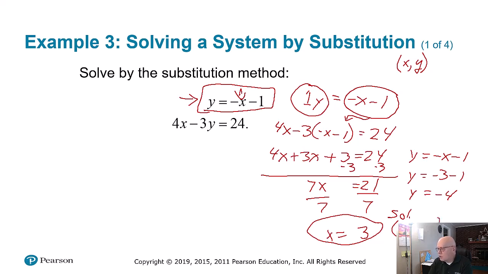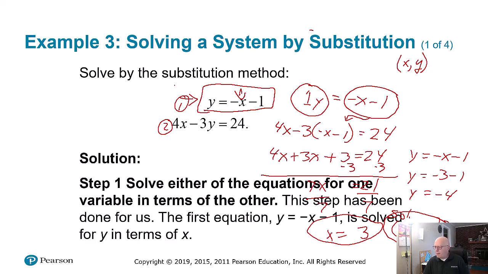And if you go back and graph them, which would be fun, really, if you graph the first equation, graph the second equation on your calculator, you'll see that they cross at 3, -4. And that's how you do it, folks. That's all the steps.